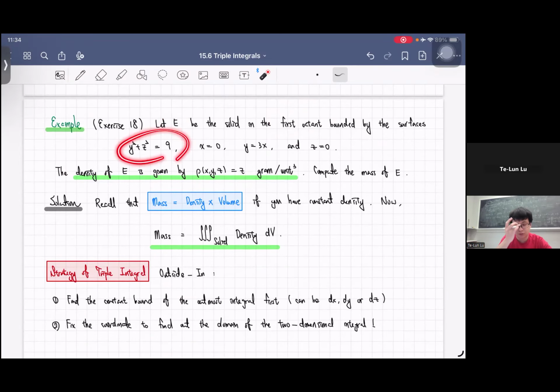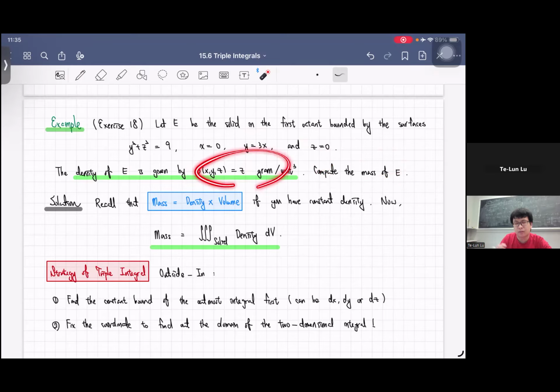y squared plus z squared is 9. That's a cylinder in the x direction. x equals 0, which is the yz plane. y equals 3x, that is also a plane. z equals 0, that is the xy plane. So I want to see the solid bounded by these four surfaces. And we're given that the density of this solid is given by rho(x,y,z) being z. That means that it is denser when the height increases, right? And we have to compute the mass of E.